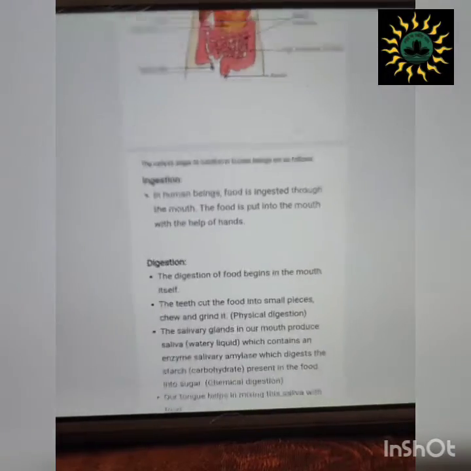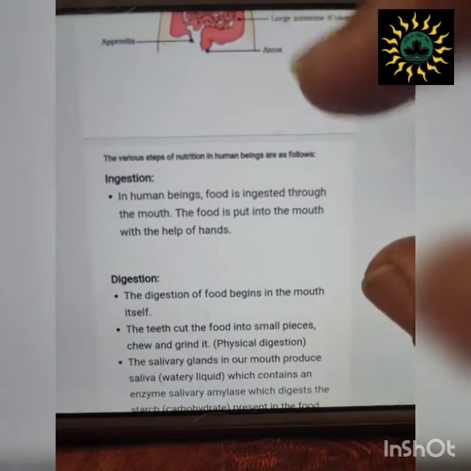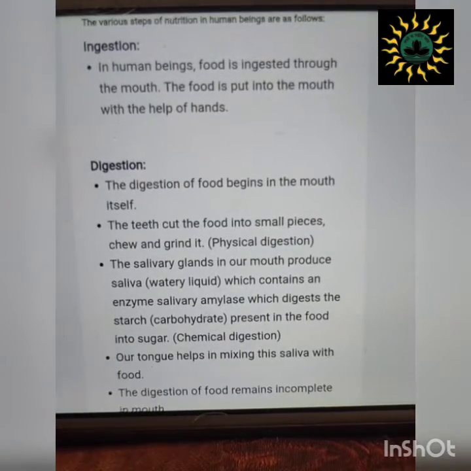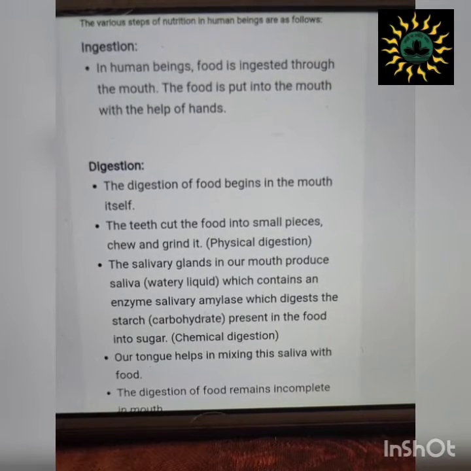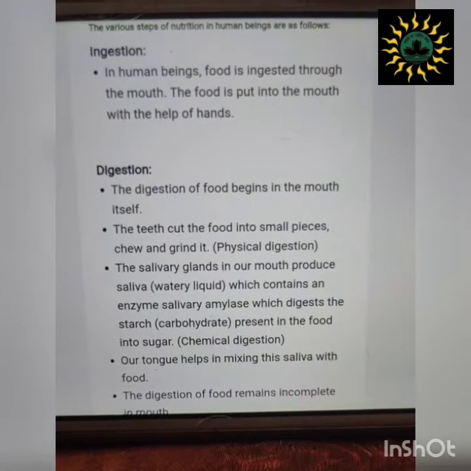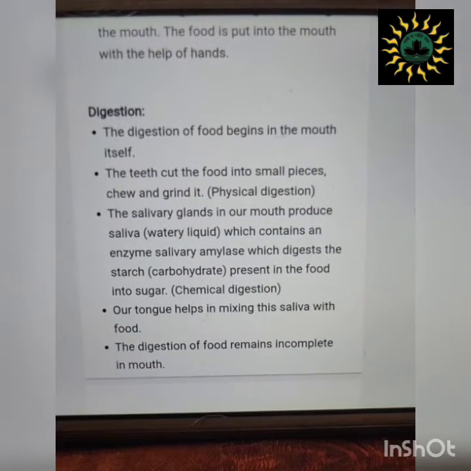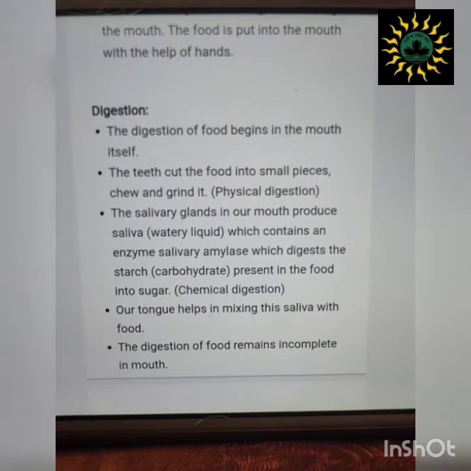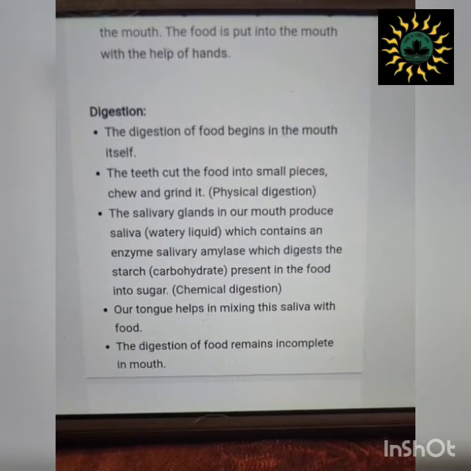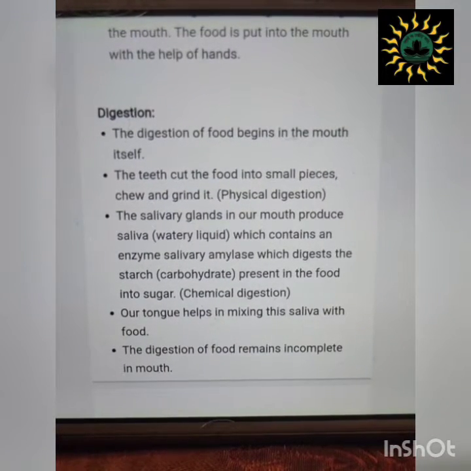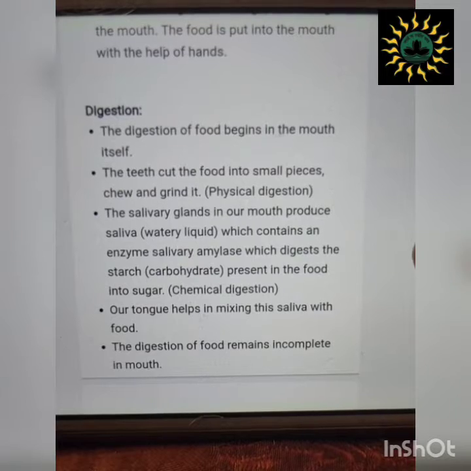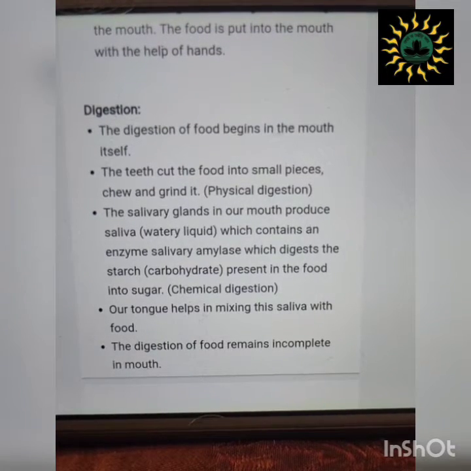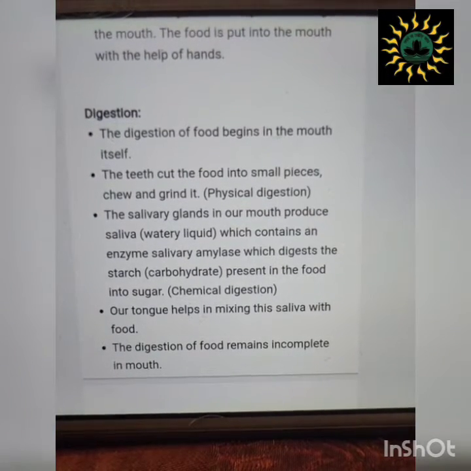So the first step is ingestion. This ingestion takes place in the mouth, of course, and with the help of hands we take in the food, and that's how ingestion takes place. Now, digestion starts from the mouth only. How? Our teeth break up the food into small pieces and chew and grind it. So that is one type of digestion known as physical digestion.